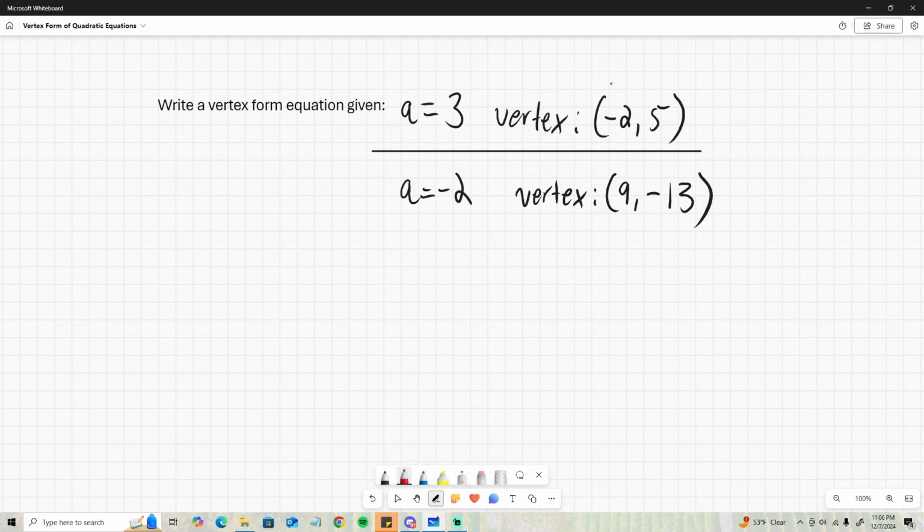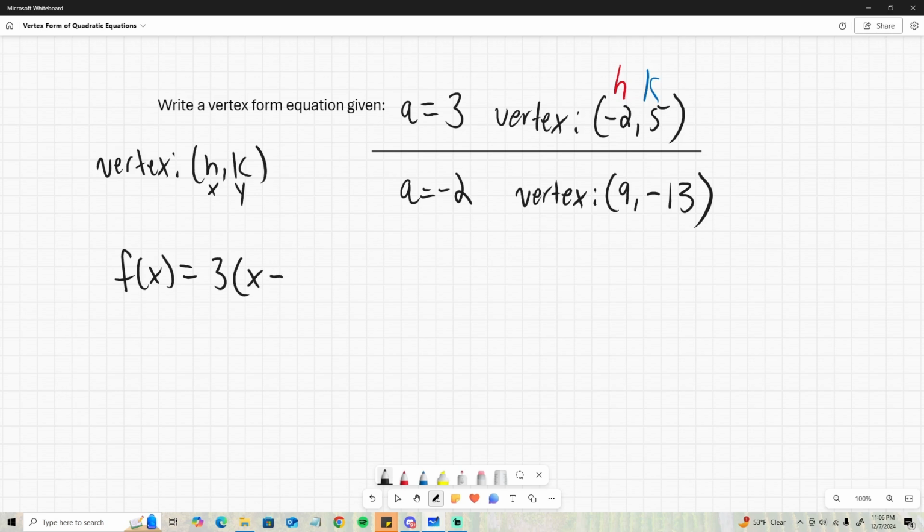When we look at our vertex, it's important to know what is the h and what is the k? Remember, our vertex is given as (h, k). The h is the x, the k is the y. So when I plug it into my first equation using the top part, I'm going to say f of x, or y, doesn't matter, is equal to 3 times (x minus a negative 2) squared plus 5.